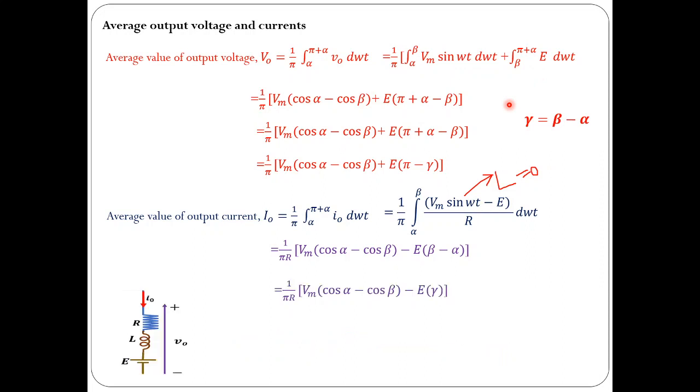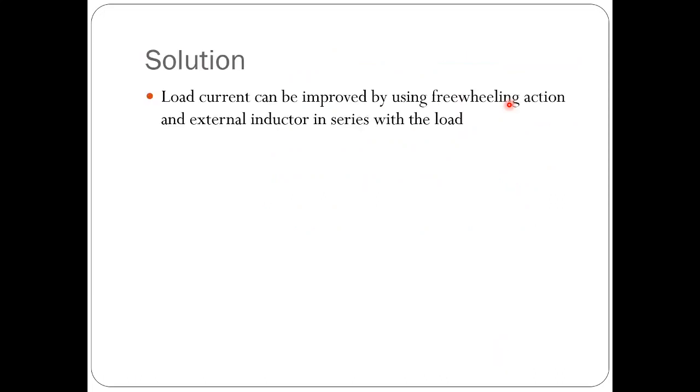I mentioned in the beginning of the lecture that discontinuous load current would lead to poor performance of the load. So what is the solution? The solution is to use freewheeling action. Use a freewheeling diode and an external inductor in series with the load, so that the load current becomes continuous and load performance is satisfactory. So this is about the operation of the single phase full converter with discontinuous load current.